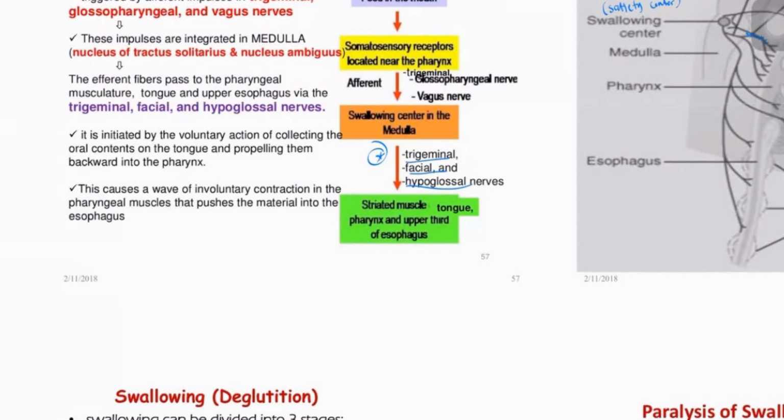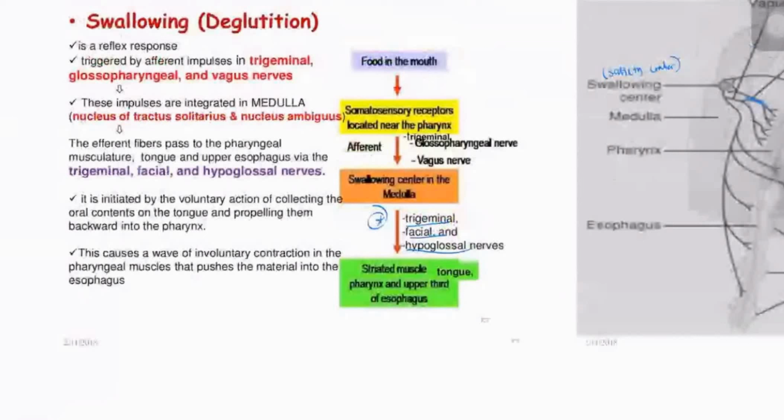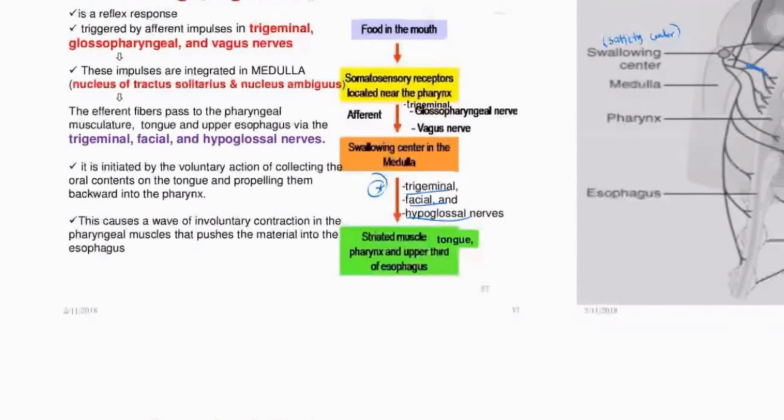It is initiated by your voluntary contractions of collecting the oral contents on the tongue and propelling them backward into your pharynx. This causes then a wave of involuntary contraction in pharyngeal muscles that pushes the material into your esophagus. So, your food in the mouth goes to your somatosensory receptors located in your pharynx, your afferent will be triggered, your trigeminal, glossopharyngeal nerve, and vagus nerve, then the swallowing center in your medulla. The efferent, take note again, trigeminal, facial, and hypoglossal nerve. Then, it will go down to your striated muscle, your tongue, pharynx, upper third of the esophagus. So, this is it.